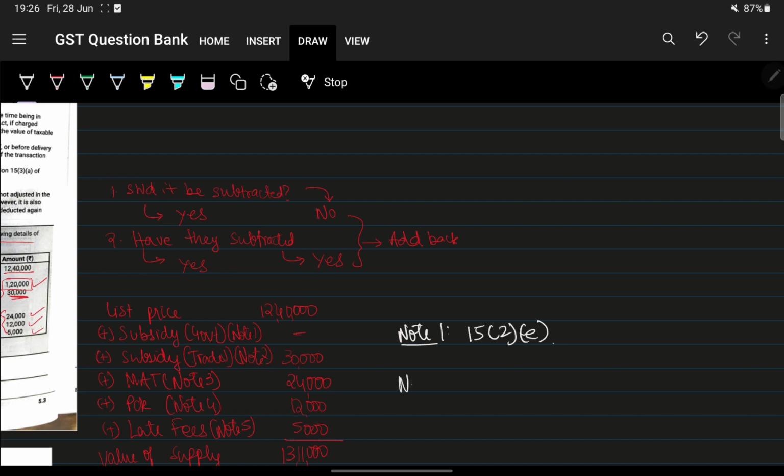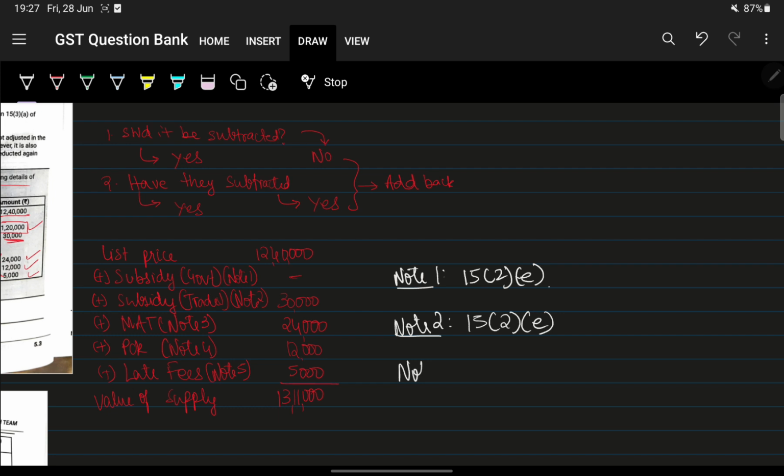Next we can move on to note number 2. Note number 2 relates to the trade union subsidy. Same section, section 15, subsection 2, clause E. Clause E deals with subsidy. This time you just have to use a negative wording. Any subsidy other than a price linked government subsidy is not to be included in the value of supply. Since such amount was already adjusted, the same is being added back to the value of supply. Is that clear? That's all you have to write there.